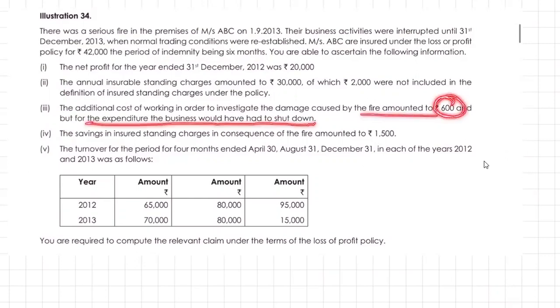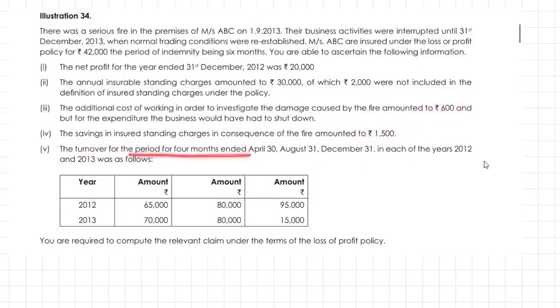मतलब ये additional expense ये नहीं करते तो business shut down हो जाता. चलिए सही है. The savings of the insured standing charges consequent to the fire amounted to 1500. 1500 का हमने saving कर लिया. इस खर्चे की वजह से 1500 का saving.